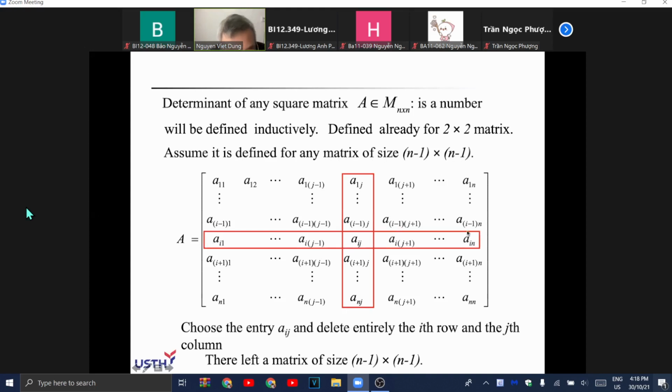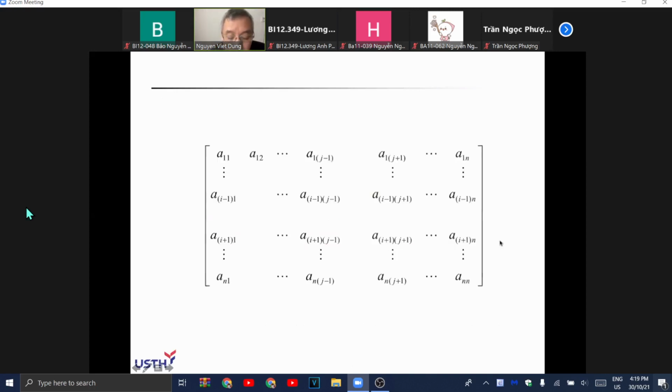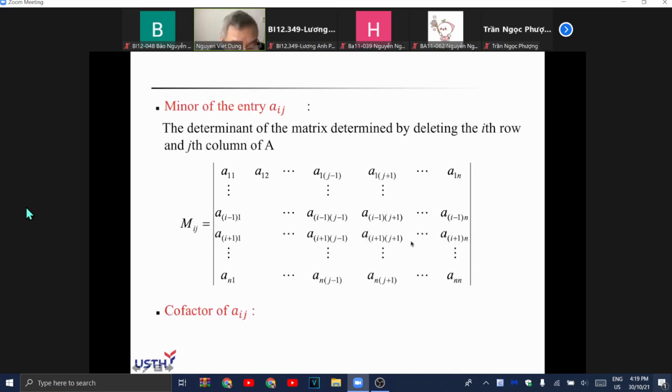So it means that if we delete those rows and columns, the rest, we know already the determinant. After we delete the i's row and j's column, what is left is an n-1 by n-1 matrix. Because of that, we know already the determinant, and that determinant will be denoted by Mij, and it is named the minor of the entry Aij. That is the first name.